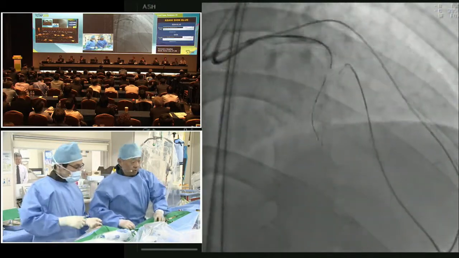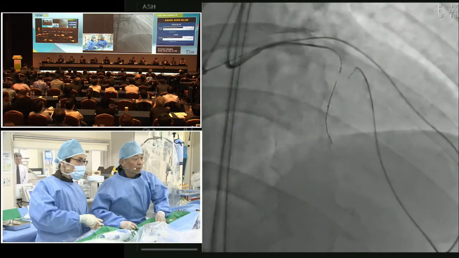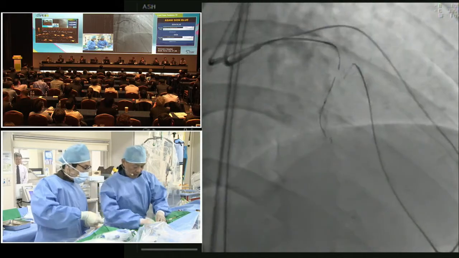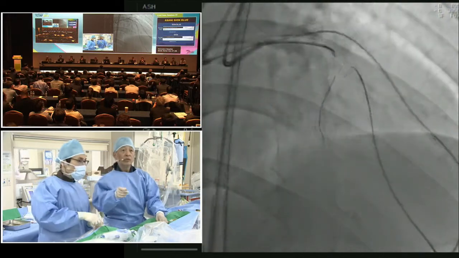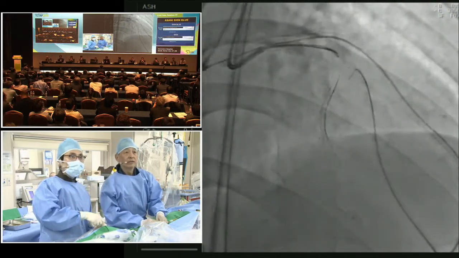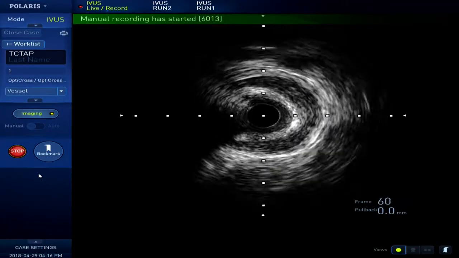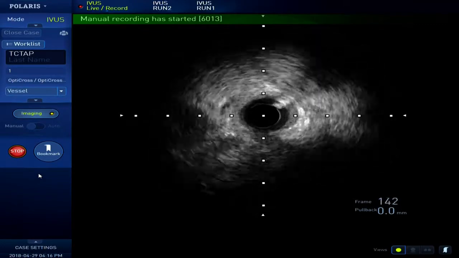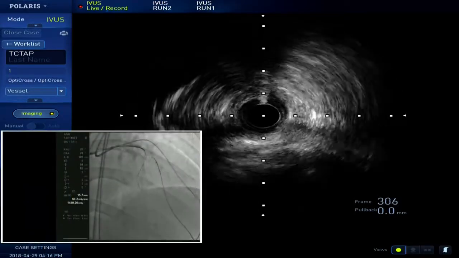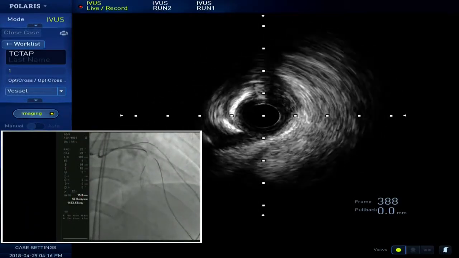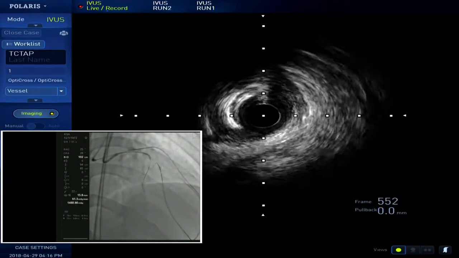Okay, I want to start integrated wiring now, IVUS guided penetration. Okay, I pull back the IVUS catheter. Okay, please show the current live image of IVUS. More distal. Yeah, there is. This one, behind the calcium. So it looks not so easy. Okay. Anyway, I will try.